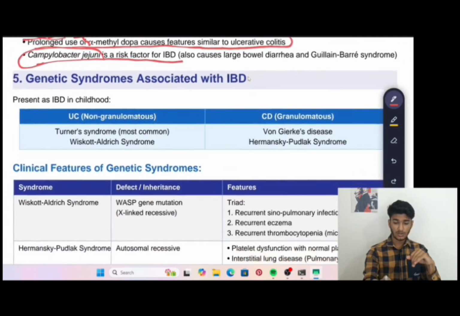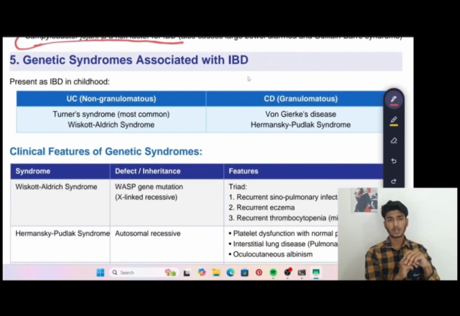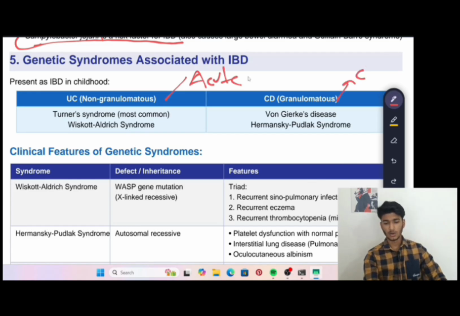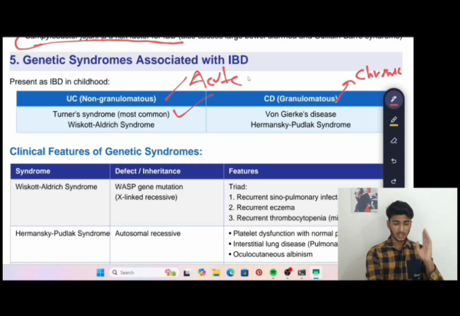Then genetic syndromes associated with IBDs. First, ulcerative colitis is mostly non-granulomatous and Crohn's disease is granulomatous. These granulomatous and non-granulomatous are just fancy names for acute inflammation and chronic inflammation. So non-granulomatous is basically acute inflammation and granulomatous is basically chronic inflammation. In ulcerative colitis, non-granulomatous disease, there will be Turner syndrome, which is most common. Then there will be Wiskott-Aldrich syndrome. In granulomatous, von Gierke's disease, the glycogen storage disorder we have learned in biochemistry.